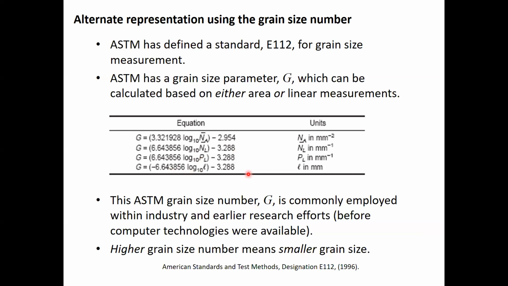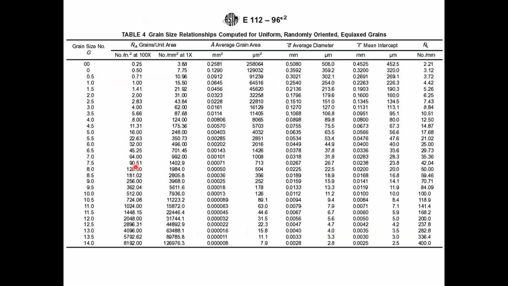And this last formula is the one that we're going to use to convert the average length of a grain to the grain size number, as we'll take a look at in the example that we do. I'll also upload the E112 standard for you to see. And this is the grain size relationship between the area and the mean intercept. They've basically taken this formula and listed out the grain sizes for an increase in grain size, and then the corresponding average grain area, grains per unit area, mean intercept lengths, and so on.